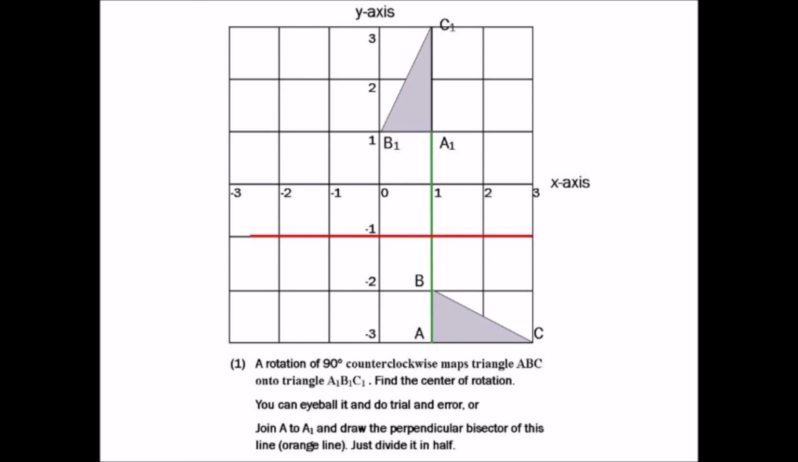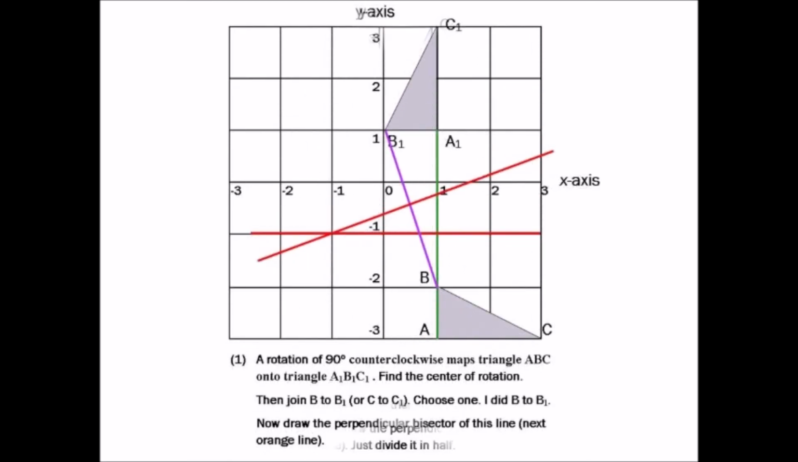But if you are not sure about eyeballing it, join A to A1 and then draw the perpendicular bisector of that line. So that green line is A to A1, and the halfway mark was the line y = -1. So we had to draw that line in. The red line shows you the perpendicular bisector of A to A1. That's one part done. Now just use one more, so join B to B1 or C to C1.